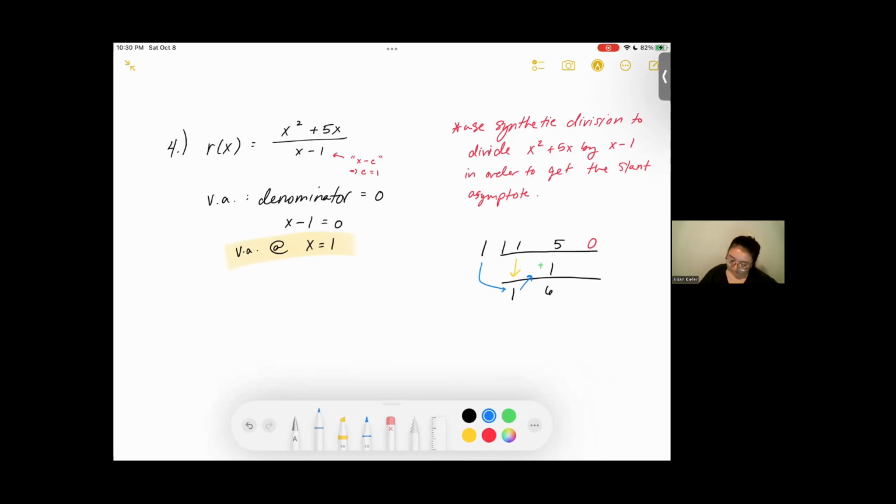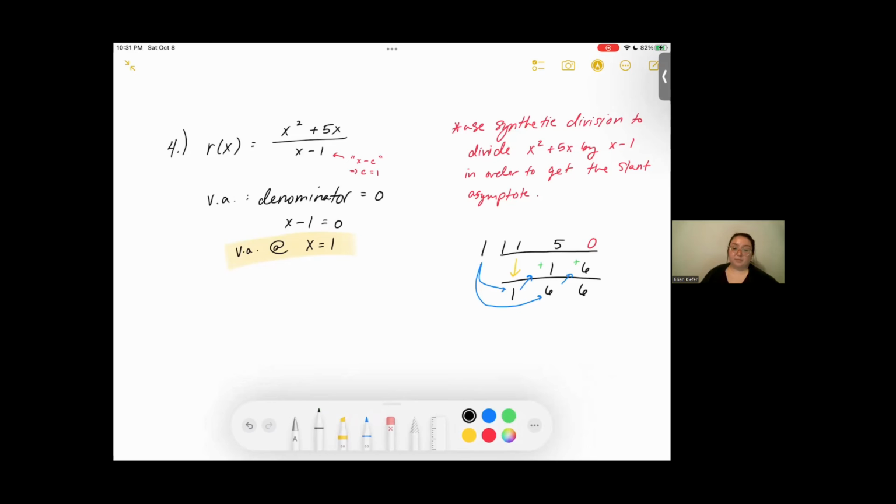And we start again. The value of c times that number in the bottom row. So 1 times 6. Write the result in the middle row, and you add the column. So 0 plus 6 is 6.